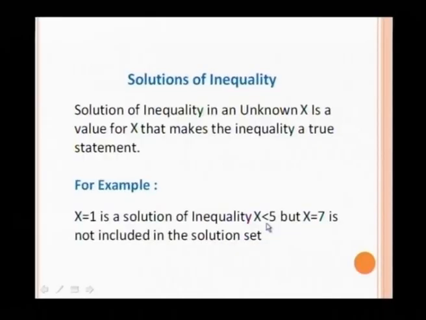Solutions of inequality. A solution of an inequality in an unknown x is a value for x that makes the inequality a true statement. For example, x is equal to 1 is a solution of the inequality x less than 5, but x is equal to 7 is not included in the solution set for this inequality, because in the solution set of this inequality, all the numbers which are less than 5 would be included.